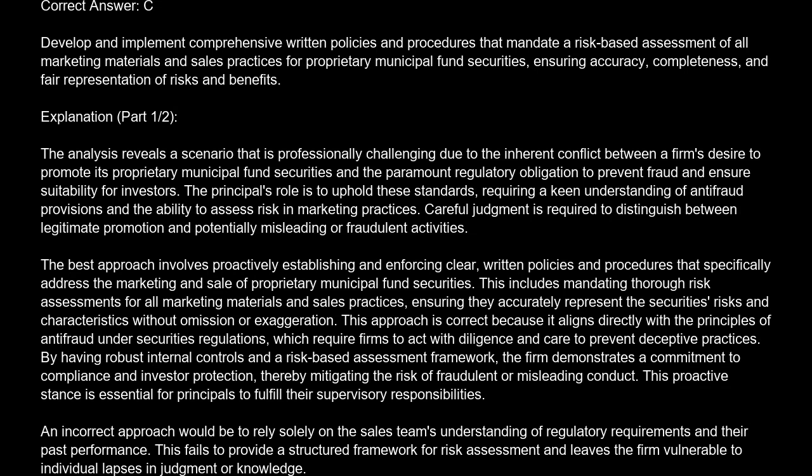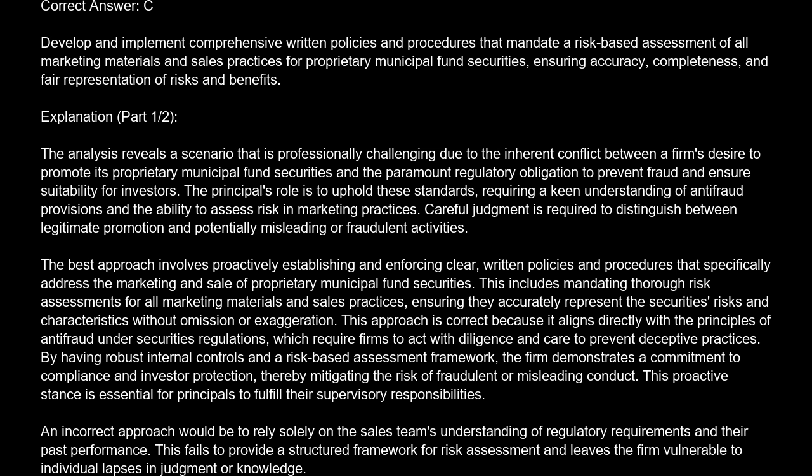Develop and implement comprehensive written policies and procedures that mandate a risk-based assessment of all marketing materials and sales practices for proprietary municipal fund securities, ensuring accuracy, completeness, and fair representation of risks and benefits. Explanation. The analysis reveals a scenario that is professionally challenging due to the inherent conflict between a firm's desire to promote its proprietary municipal fund securities and the paramount regulatory obligation to prevent fraud and ensure suitability for investors.